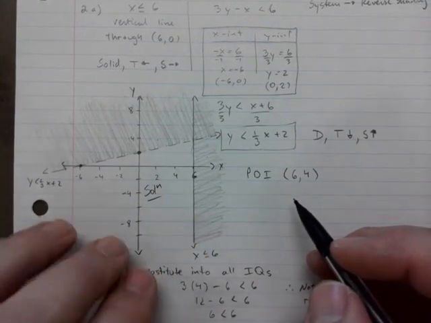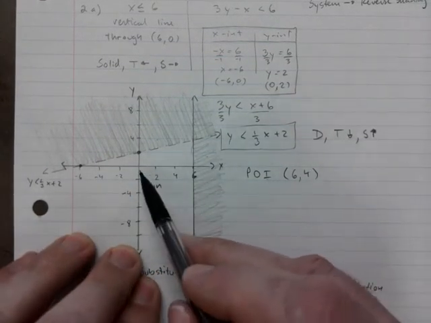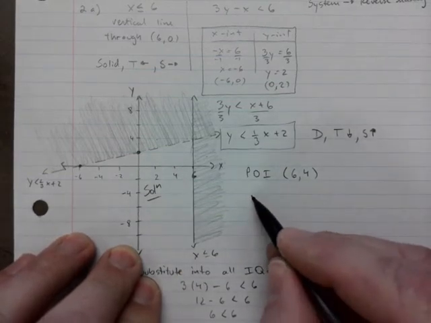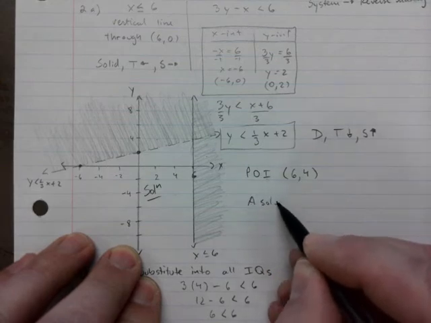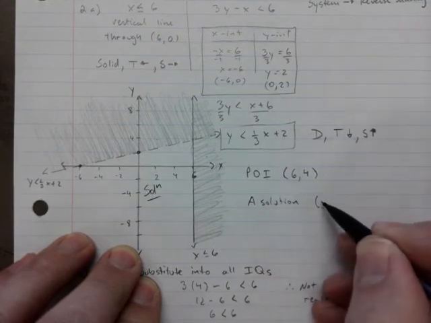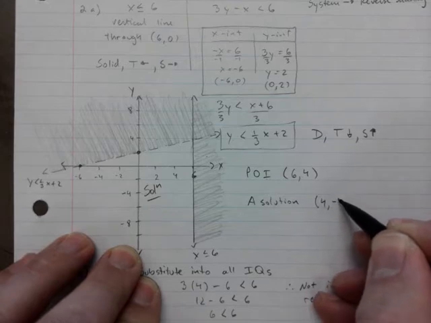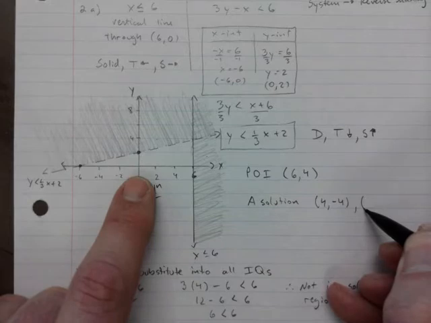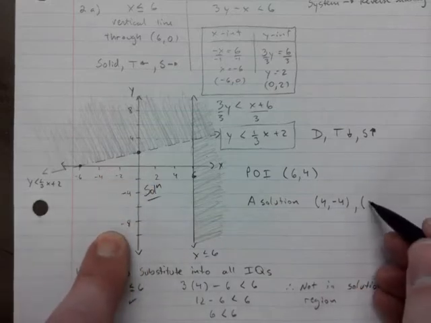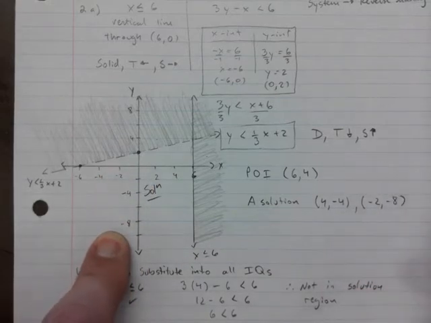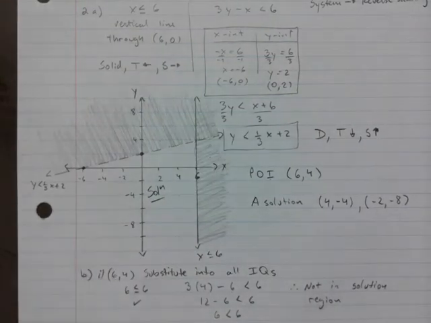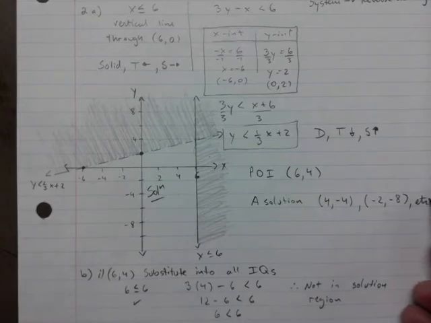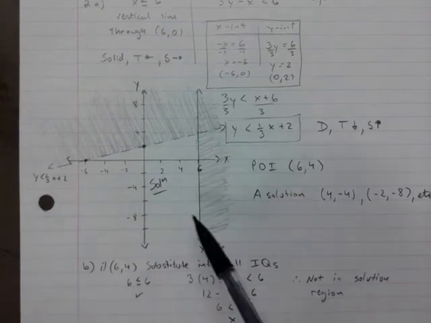But what is a solution, right? A solution could be, you could pick 4, -4, right? It would be right here. So a solution would be 4, -4. You could also pick, you know, -2, -8, and so forth. So there's lots of options there, or possible solutions, that is, right? And this could be just etc., right? Anything in the solution region will do.